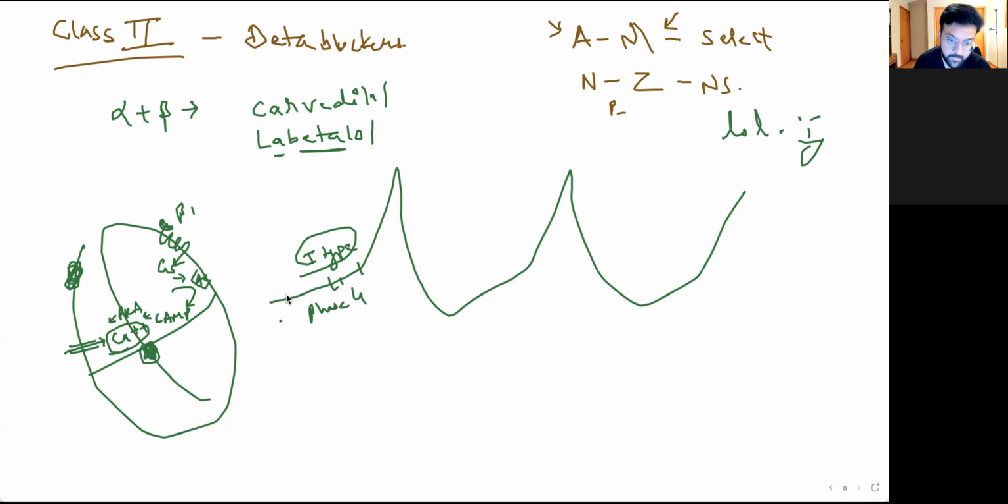To the right, decrease. Very good. It should decrease the slope. Very good. It should be more flat. It should be to the right. It should be decreased. Okay. Now, this is more flat. It's the last part of the T type. So it's more flat. In other words, you can say it is prolonging phase 4.